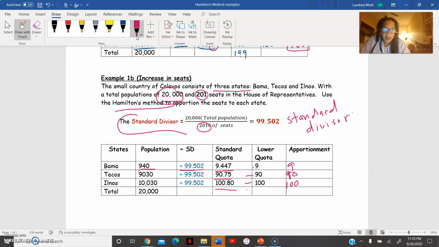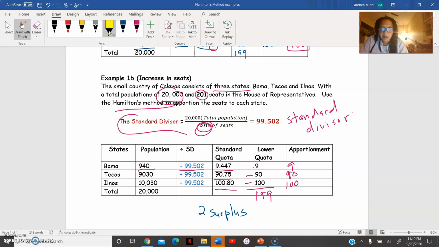Oh, my writing is bad. But we want to add up and see if there's any surplus seats. Well, the lower quotas add up to 199, but we had 201 possible seats. That means we have 2 surplus. Since we have to get to 201, and we do have to apportion all the seats, 2 surplus to give out. Let's see who gets them.